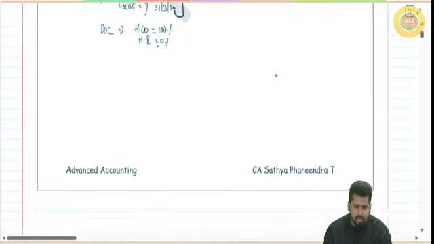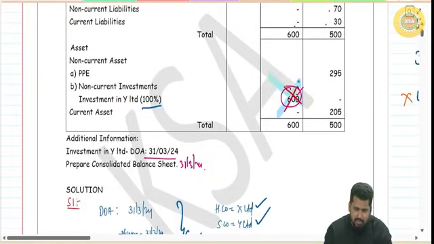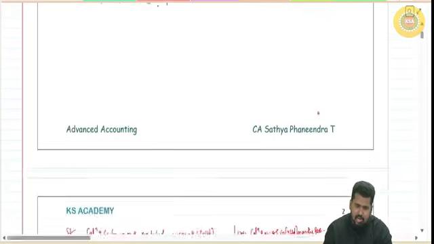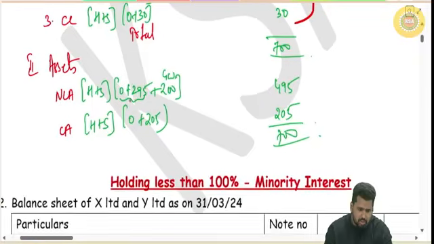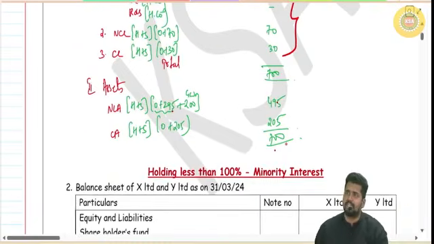Similarly, let's go to the asset side also. On the asset side, don't take investments; take only the others. So 0 plus 295, 295. 0 plus 205, 205. Along with that, goodwill also you are taking up. So 295 plus 200, 495, and 205. The total comes to 700. Your consolidated balance sheet is tallied.